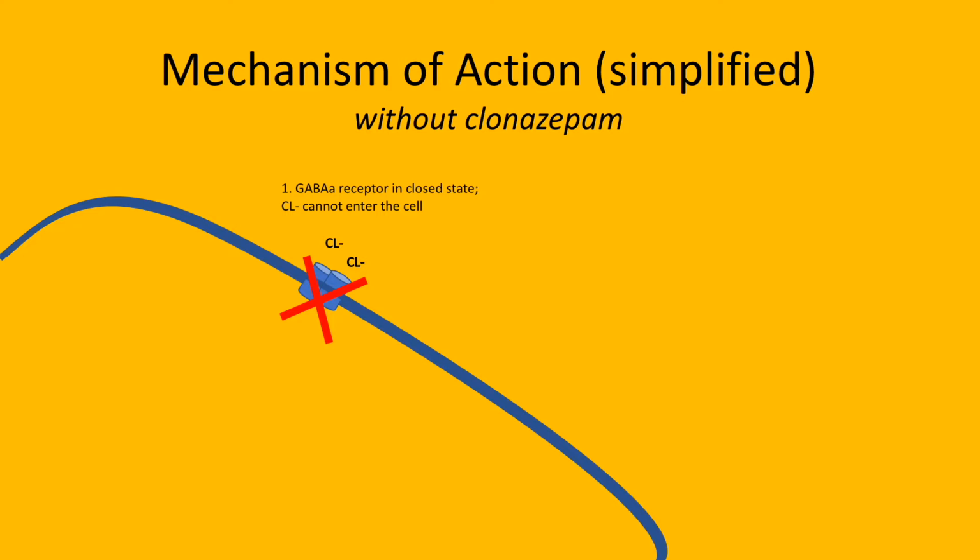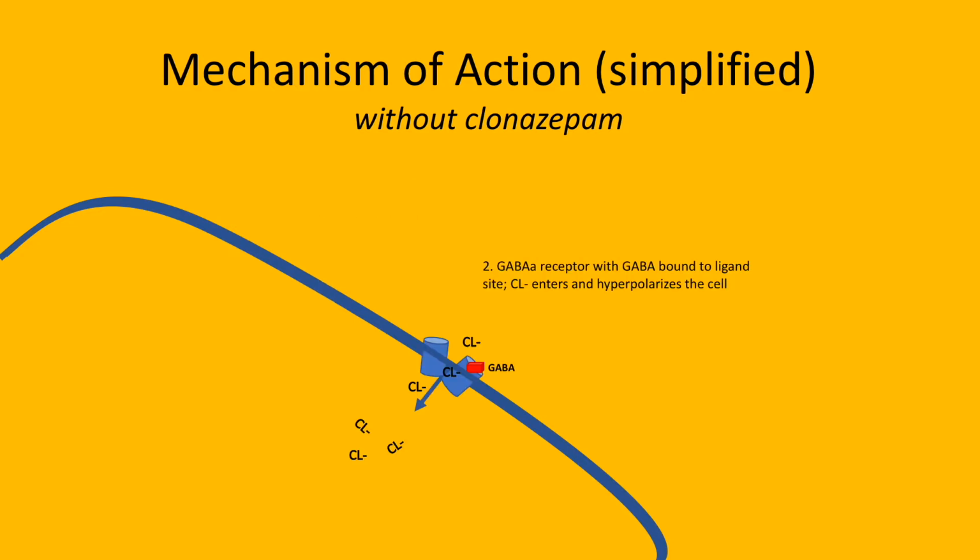Now let's look at how clonazepam actually works within the body. To the left, you can see a GABA alpha receptor in the closed state. There's no GABA bound to it, which means chloride, which has a negative charge, cannot enter the cell. On the right, that same receptor has the GABA bound to it and opens, allowing chloride to enter the cell.